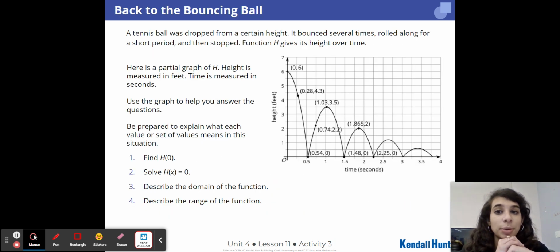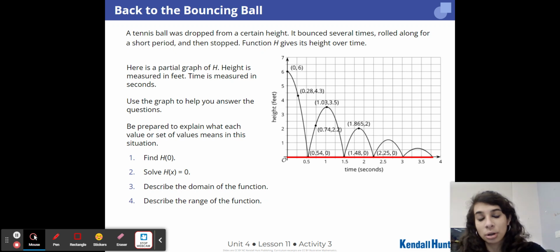Last but not least, a tennis ball is dropped from a certain height. It bounces several times, rolled along for a short period, then stopped. Function h gives a height and time. Here's a partial graph of h. Height is measured in feet and time is measured in seconds. I want you to use the graph to help you answer the questions below. Number 1 and number 2 are a review from lessons 6 and 7. So if you need to go back and watch that video and figure out what those values are, go ahead and watch that video. For 3 and 4, you want to take a look at your x and y values.